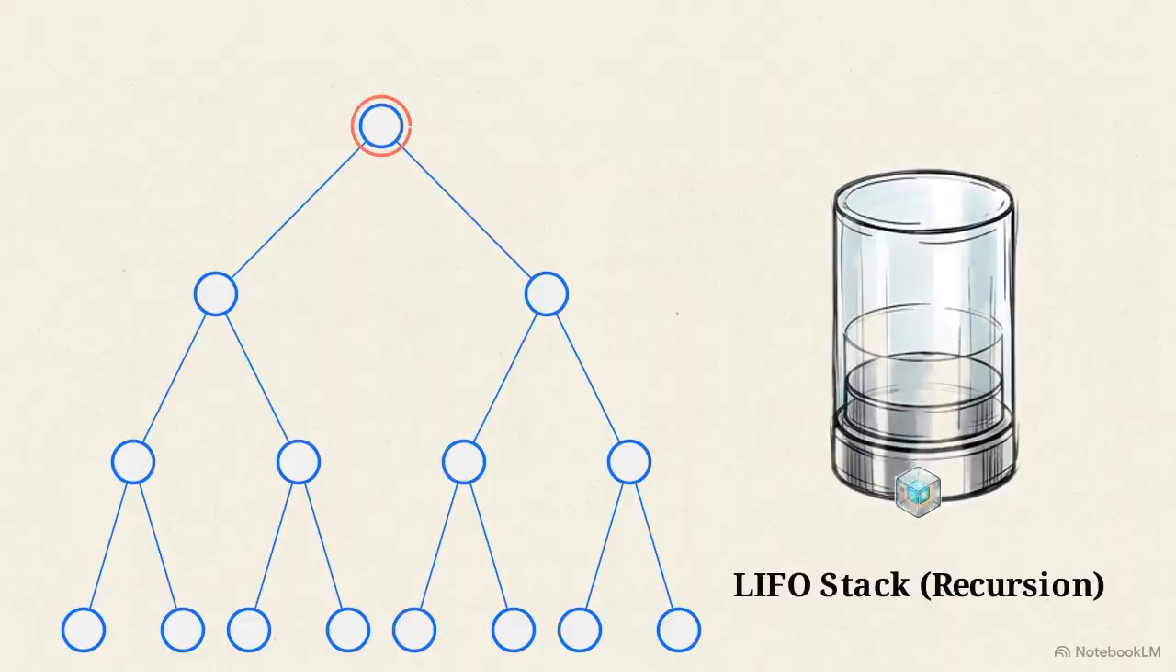Depth-first search takes an opposing approach. It aggressively plunges down a single vertical branch as far as possible. Instead of a queue, it relies on a last-in, first-out stack, or recursion, to track its position. When depth-first search hits a dead-end leaf node, it stops, pops its current location off the stack, and backtracks upward just enough to explore the next available branch.